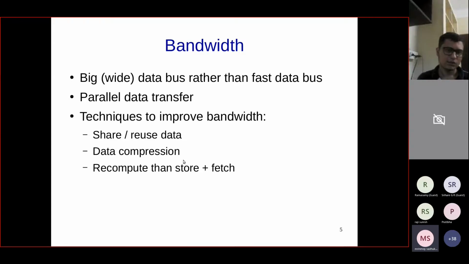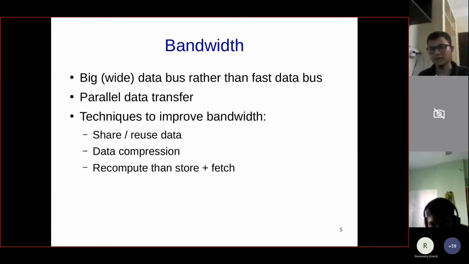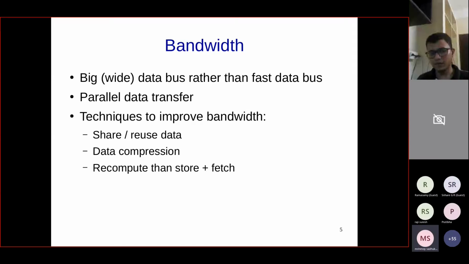And the third way is to recompute instead of fetching and storing. What is the general way? We just transfer the data from CPU to GPU, do some computation, and then bring back the results. First we store the data from CPU to GPU and then fetch the results. That's the conventional way. But recomputing suggests something else, another way of improving the bandwidth.